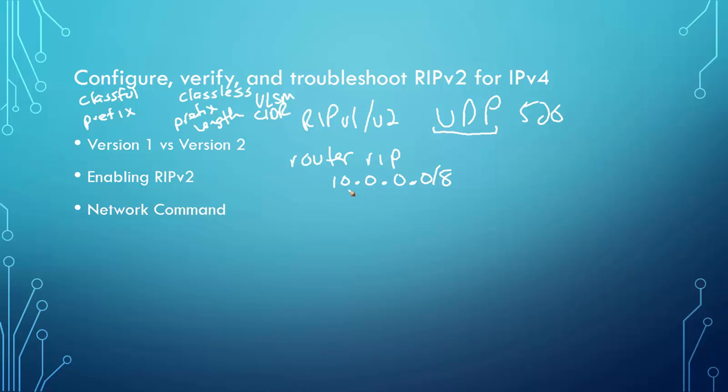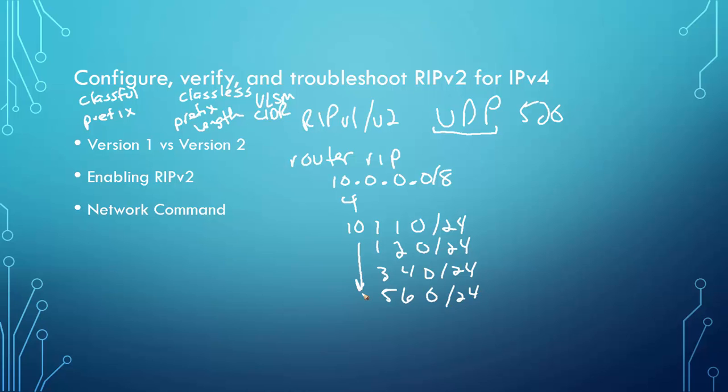So let's say you've got 4 interfaces that fall underneath the 10/8. You've got 10.1.1.0/24, 10.1.2.0/24, 10.3.4.0/24, and 10.5.6.0/24. They all start with 10 in the first octet. Then it's 10.1.1.0, 10.1.2, 10.3.4, 10.5.6. So those are the subnets you're advertising. You will actually see these routes show up in the routing table with v2 enabled. That is how it's going to show up.